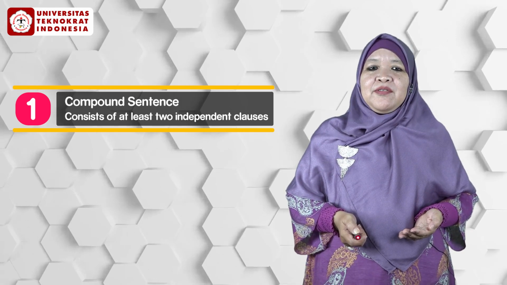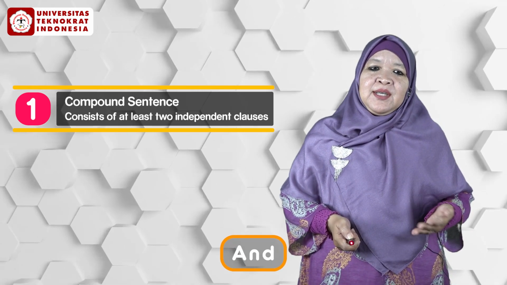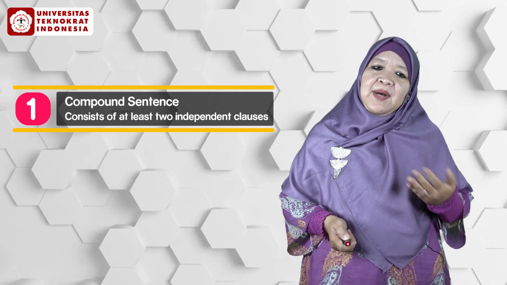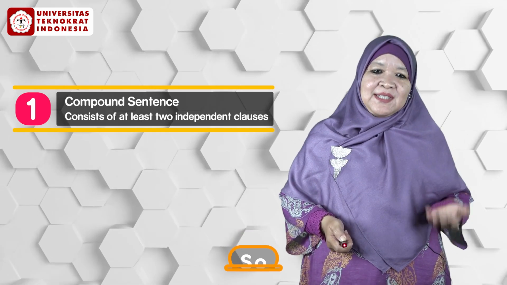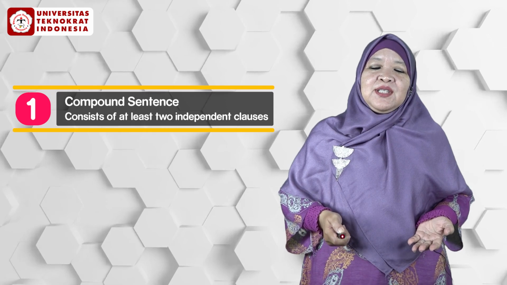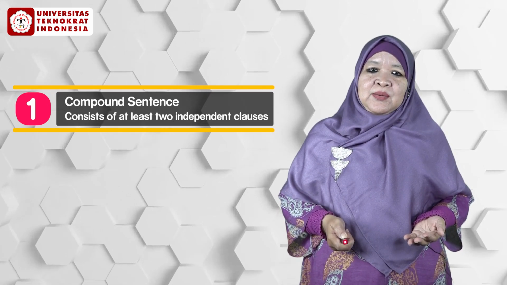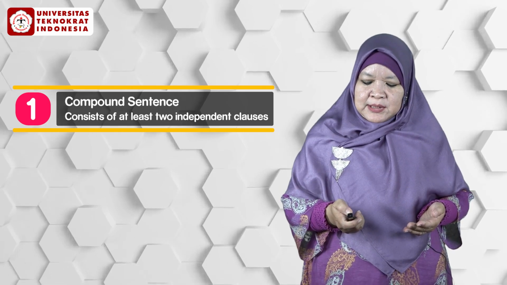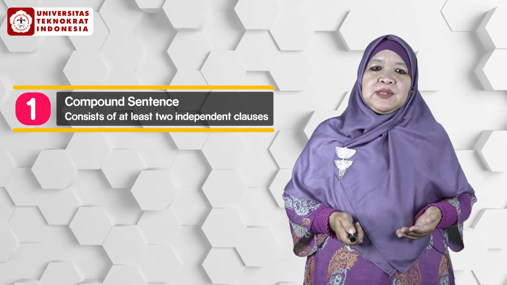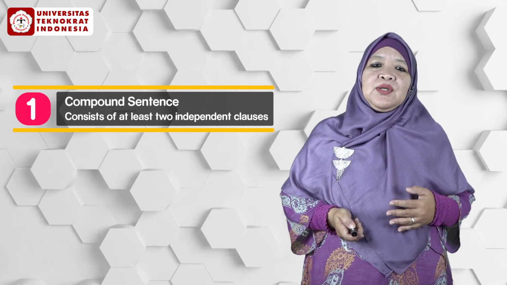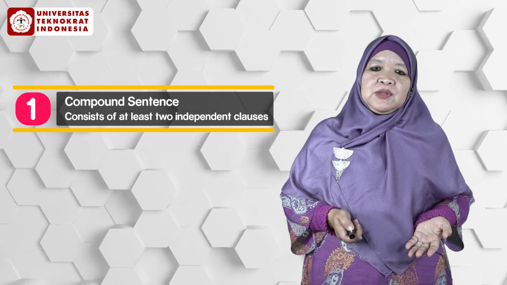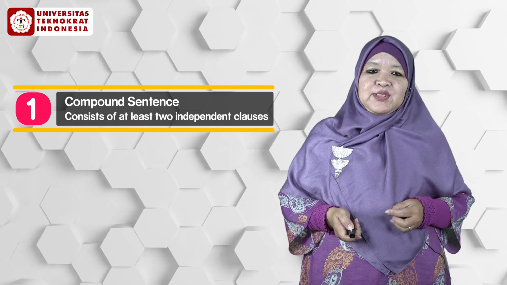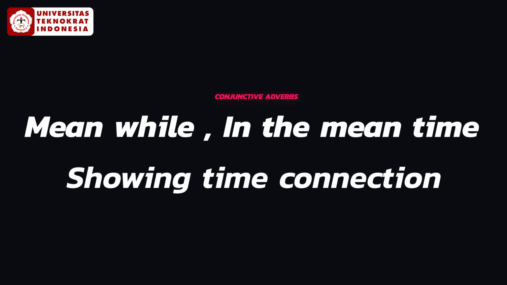I believe you are familiar with the words and, or, but, so, yet. They are actually the bridge words, which are called coordinate conjunctions. And then another bridge word is called conjunctive adverb. The word has certain functions. Something like meanwhile, in the meantime, is showing the time connection.